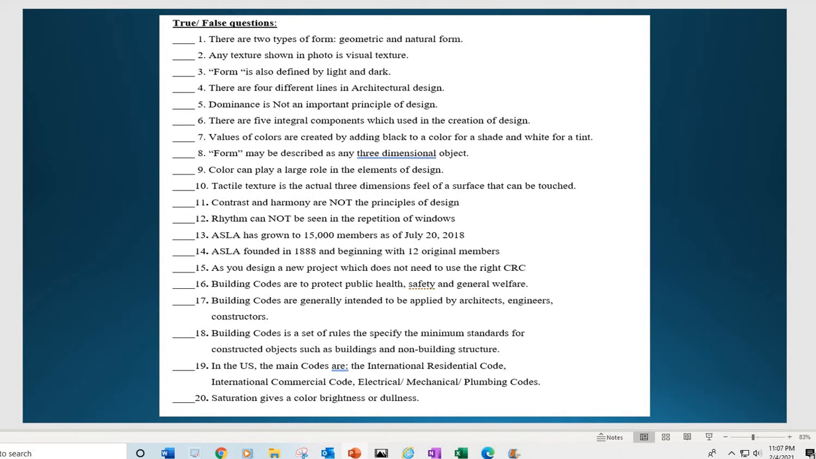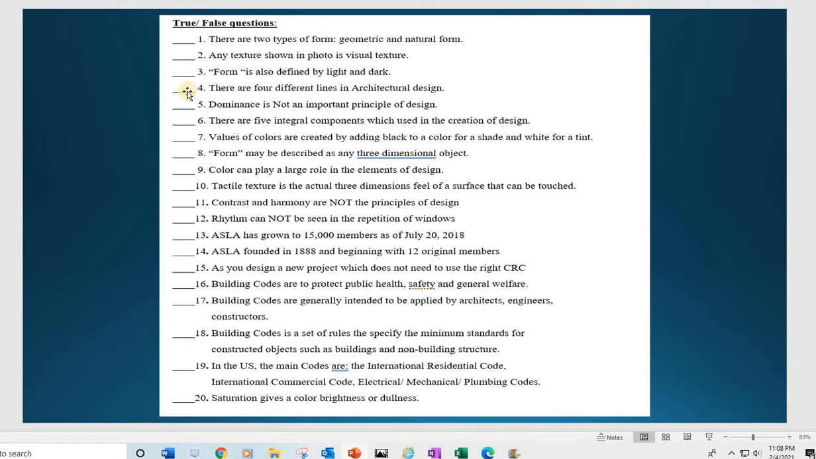The second part is true and false questions. Right now we have 20 questions. If you think this one is true, you put T, which stands for true. If you think that's not right, you put F, which stands for false. So I call that a true and false question. Make sure that you put T very clear like this and F like this.